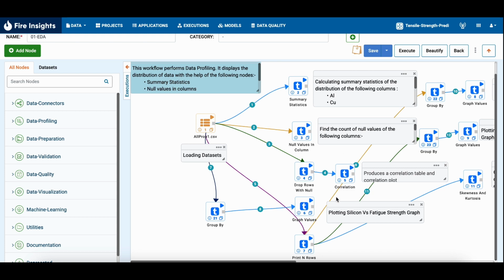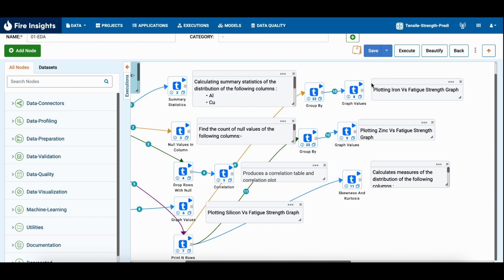We're going to plot our silicon versus fatigue strength, our iron versus fatigue strength, our zinc versus fatigue strength, to better understand how each of these specific elements contribute to our tensile strength. And then we are also going to graph the distribution of the following columns and their skewness and kurtosis. Now let's take a look at the execution of this workflow.